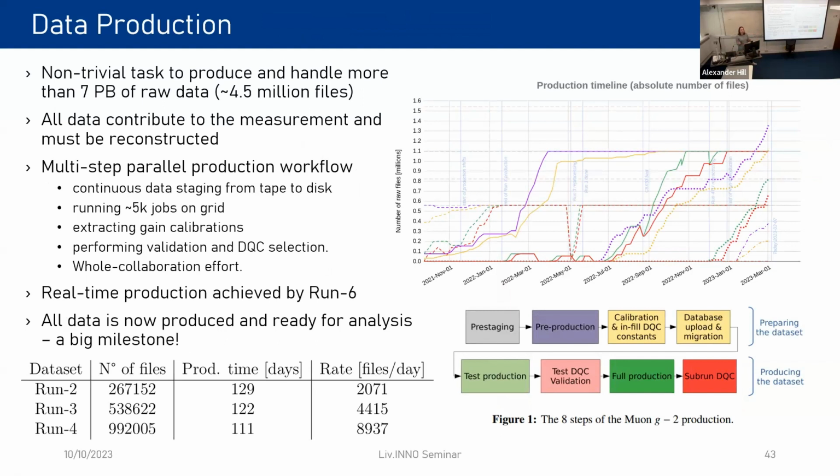We may throw things out later if there are certain data quality conditions that we then realise, where something wasn't working during that time. But in principle, we have to reconstruct everything. So this is a multi-step, parallelized production workflow. We continuously automate the staging of the data from tape to disk. As continuously as possible, we run 5,000 jobs on the grid and do the first stage of analysis, which is calibrations for the detectors and performing preliminary validation plots and data quality selection.